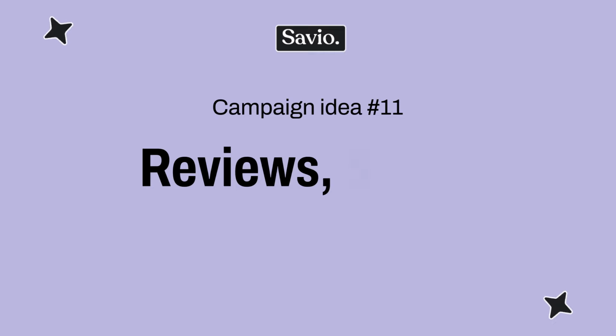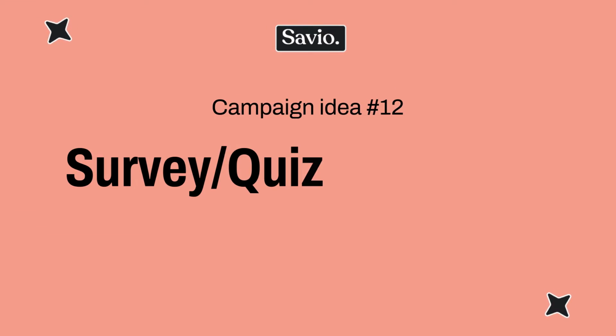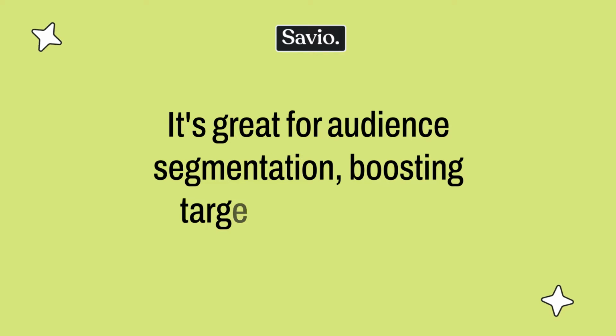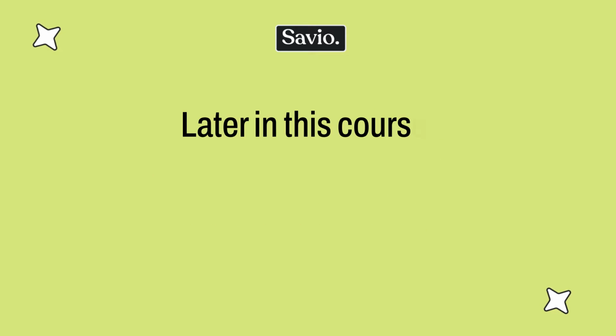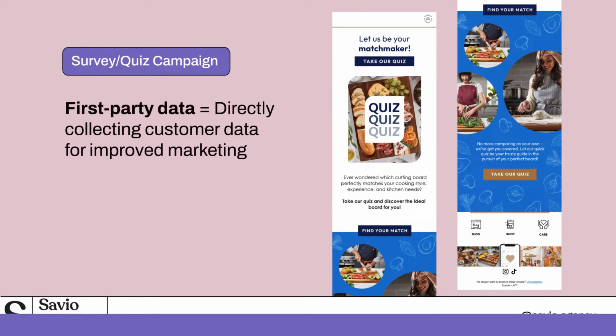Campaign idea number 11, reviews, social media, and press. Encourage customers to share their stories to build trust with potential customers. Highlight press mentions to increase credibility, and it's a home run. Campaign idea number 12, survey quiz campaign. This campaign collects key data and customer feedback, deepening connections. It's great for audience segmentation, boosting targeted marketing. Later in this course, we'll dive deeper into this. Quizzes can increase sales by providing personalized product recommendations.